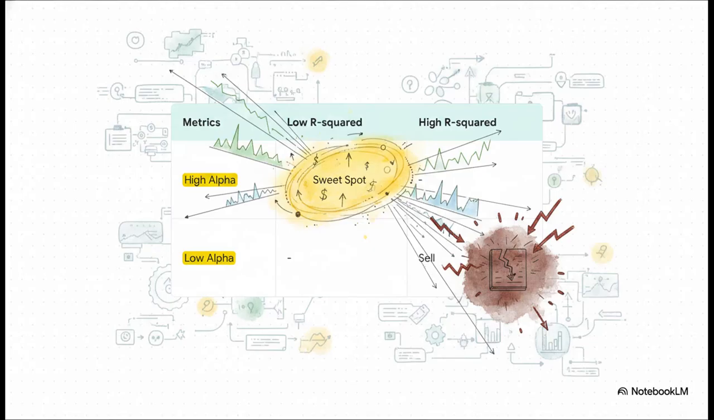Now, what's really interesting about this slide is how we use these metrics to find the absolute perfect trade. We use a double sort matrix. First, we bucket our ETFs into deciles by their R-squared, from low to high. Then, within those specific buckets, we sort them again by their true alpha. The absolute sweet spot is the exact intersection of low R-squared and high alpha. Why? Because it means we're zeroing in on ETFs that are highly selective, charting their own unique course, and generating massive independent outperformance. We buy that sweet spot and we sell the opposite corner.